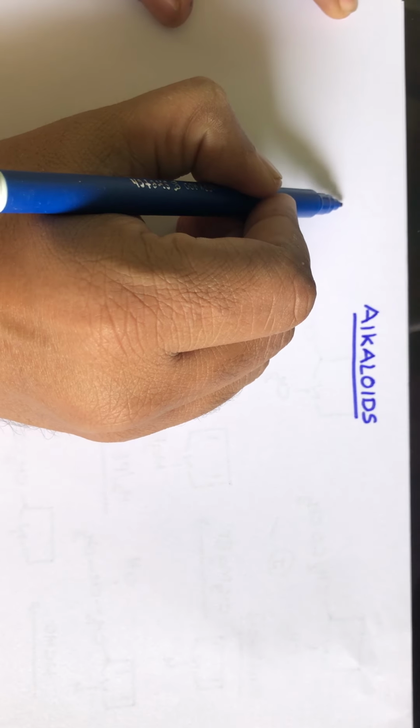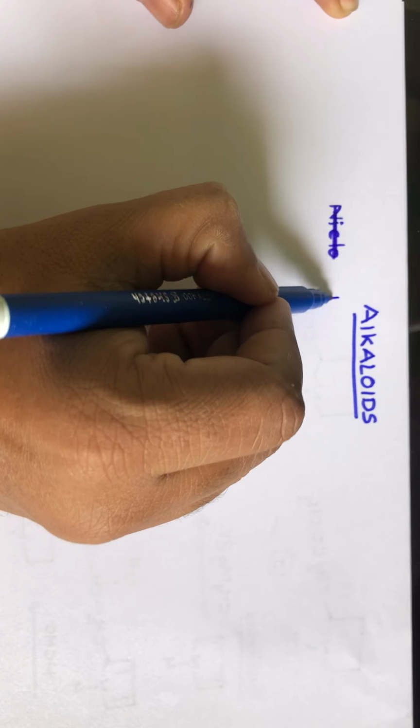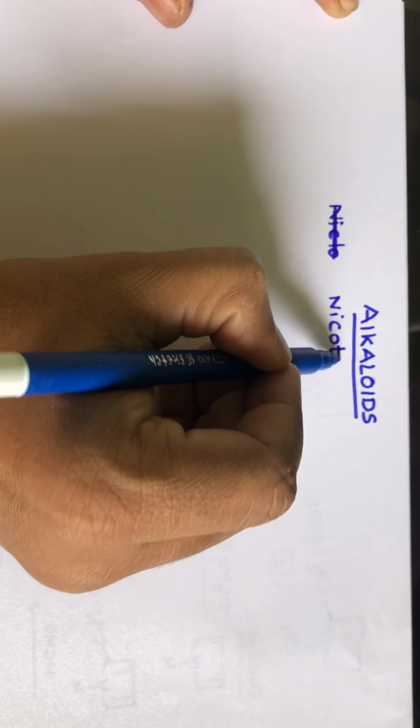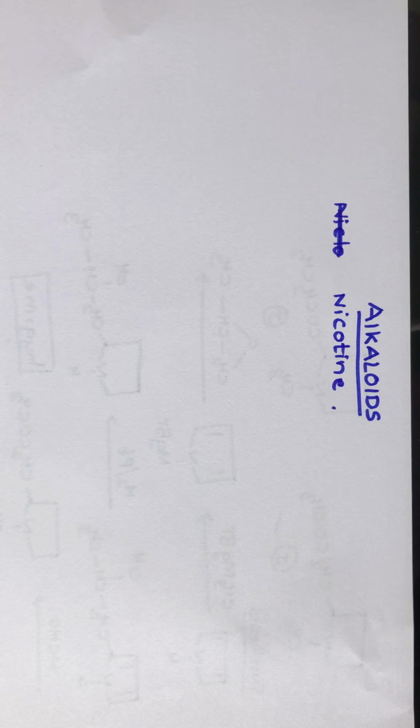Hello students, let us now discuss in this session another alkaloid. The last alkaloid that is remaining is nicotine. Nicotine is a colorless liquid with tobacco smell. It is the most important tobacco alkaloid occurring in Nicotiana tabacum and other Nicotiana species. It usually occurs in the form of its salt.